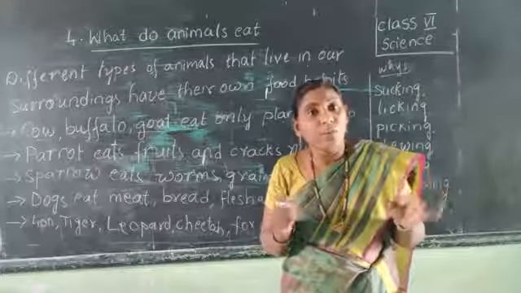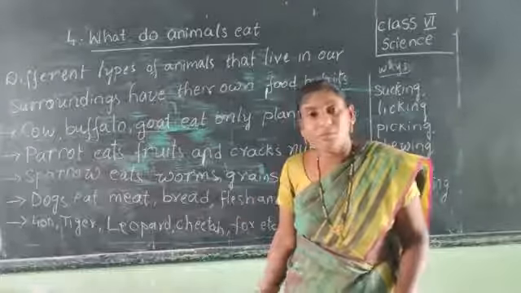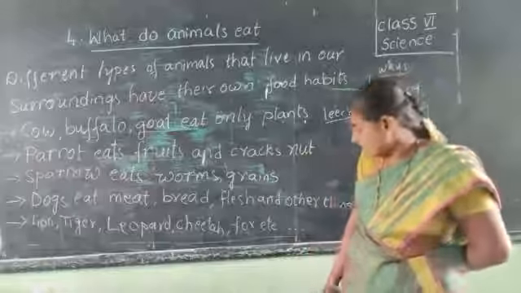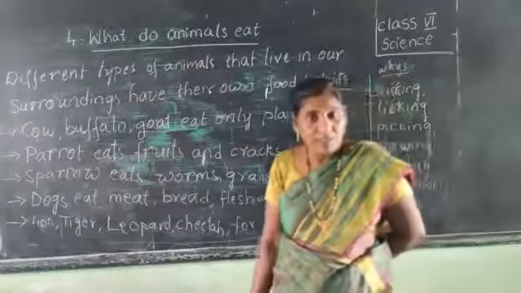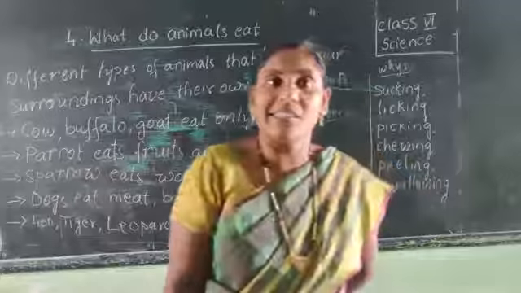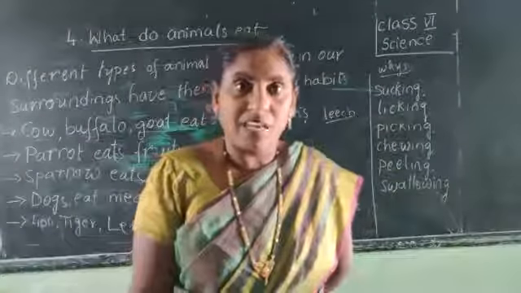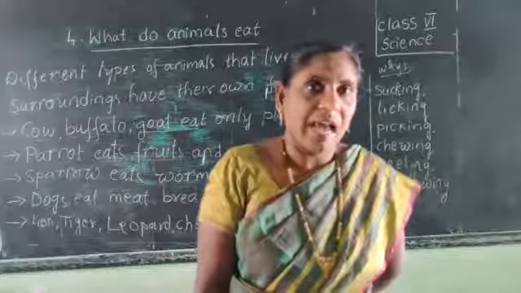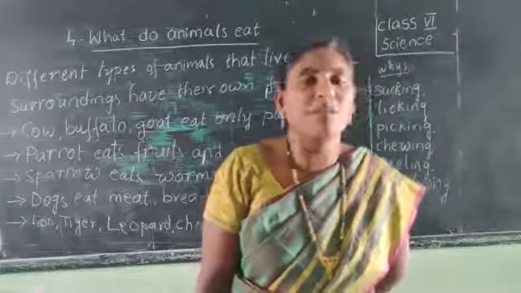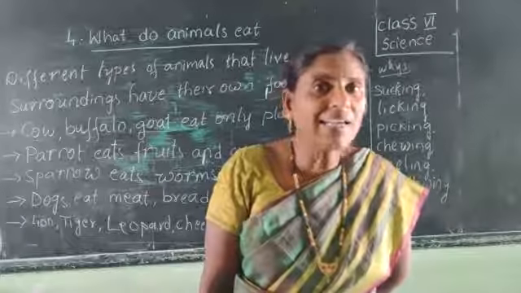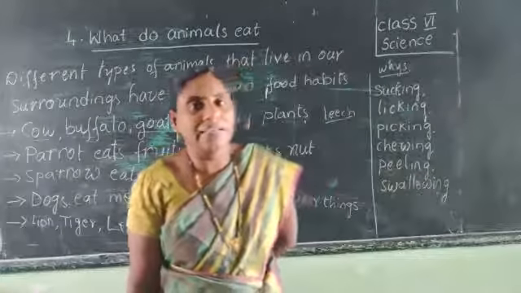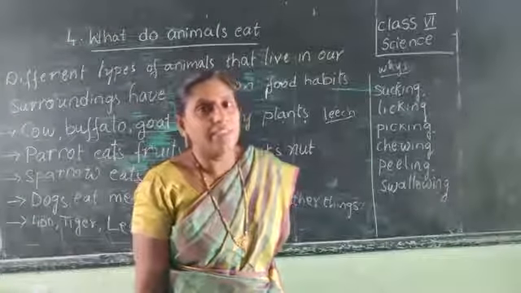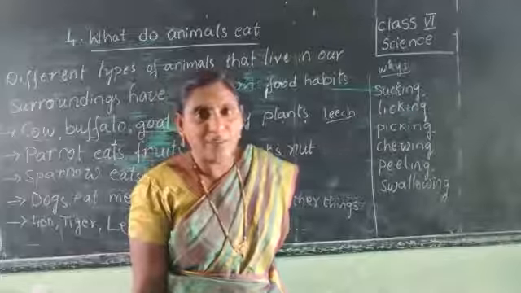So we are very afraid of these animals: lion, tiger, leopard, cheetah, fox. They hunt other animals and get their food. That is why they are called carnivores. And these are wild animals. Tiger, lion, fox, cheetah, leopard, these are all wild animals.